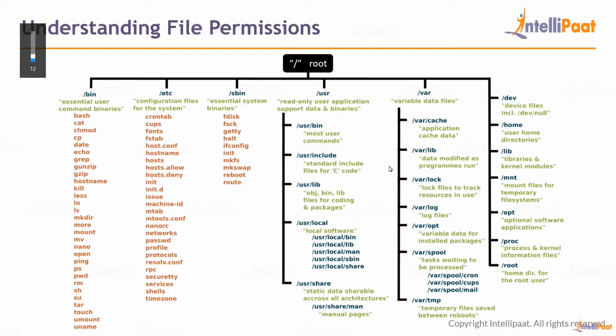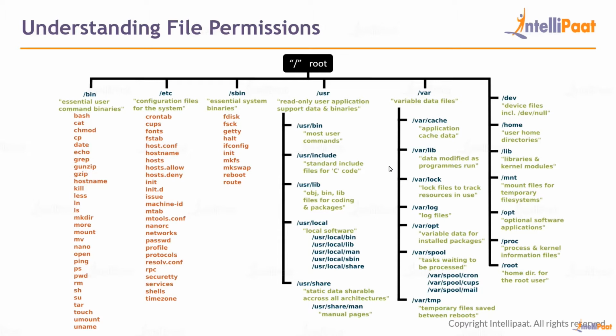Guys, welcome to the Linux course, and right now we are understanding file permissions. We are looking at the file structure, the file hierarchy of a Linux distribution system. So here we have root at the top, and under root we have other subdirectories. Now let us look at these directories one by one.